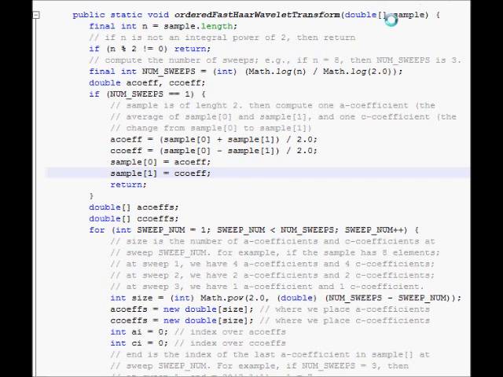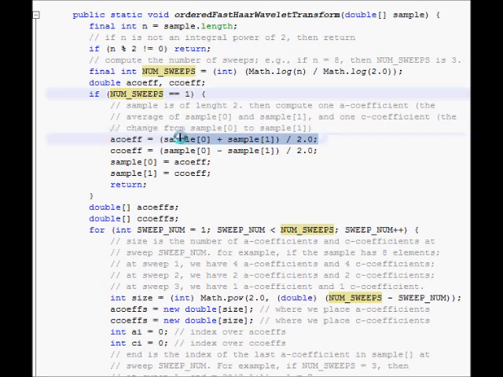Okay, so ordered. We get a sample, which is an array of doubles, and we get its length. If the length is not evenly divisible by 2, we return because n must be an integral power of 2. If it is not, then the ordered fast Haar wavelet transform algorithm cannot work. Then we're going to figure out the number of sweeps just by taking the log to the base of 2. In Java, log is computed to the base of 10, so we have to divide by the log 10 of 2.